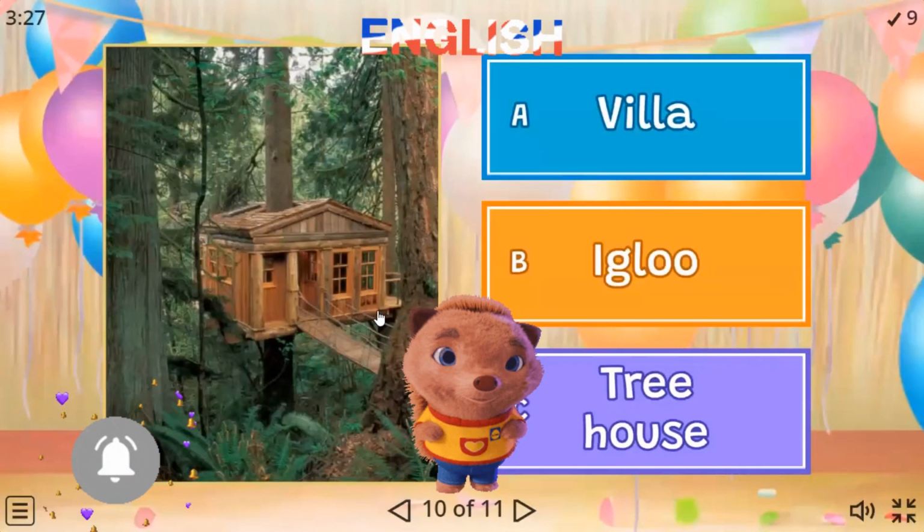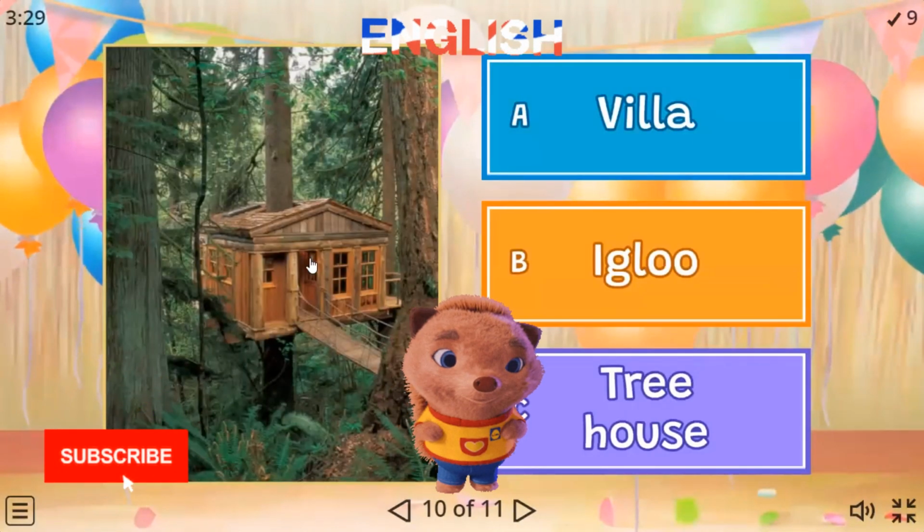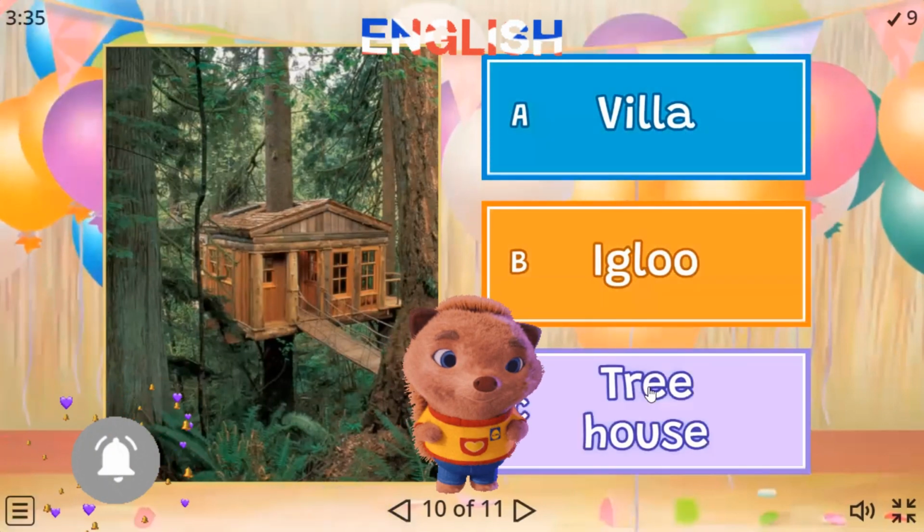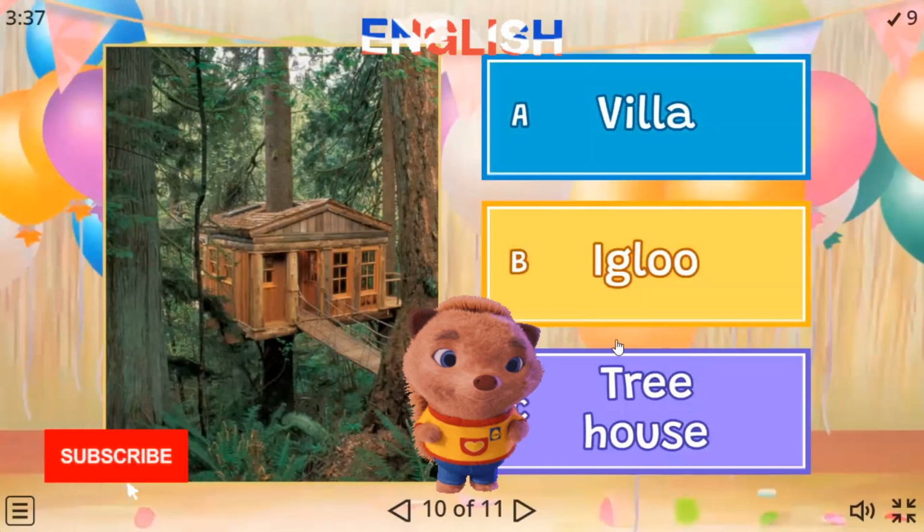Can you guess this house? Which type of house is it? Option A, villa. Option B, igloo. Option C, tree house. The right answer is tree house.